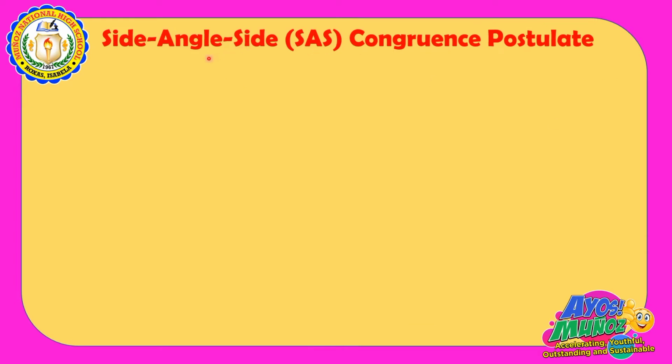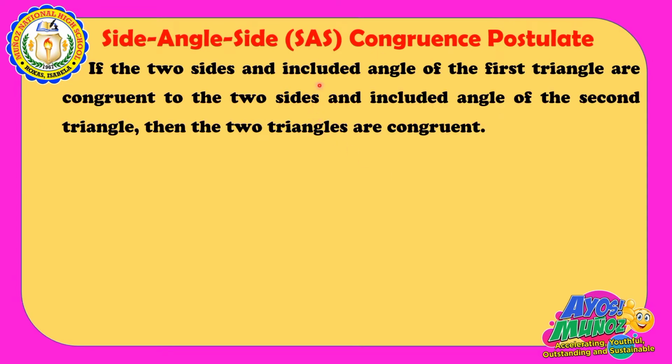How about the side, angle, side, or SAS congruence postulate? If the two sides and included angle of the first triangle are congruent to the two sides and included angle of the second triangle, then the two triangles are congruent. The word included angle indicates that we have a common point between the two sides or between the two lines to make an angle. So between the two sides or lines, we call this the included angle.